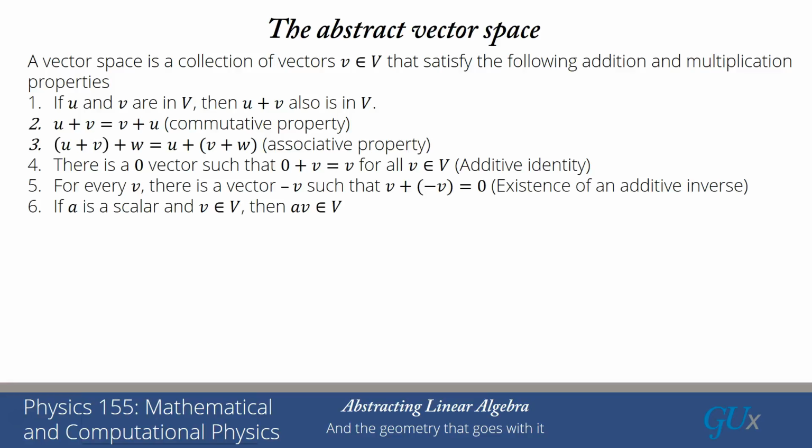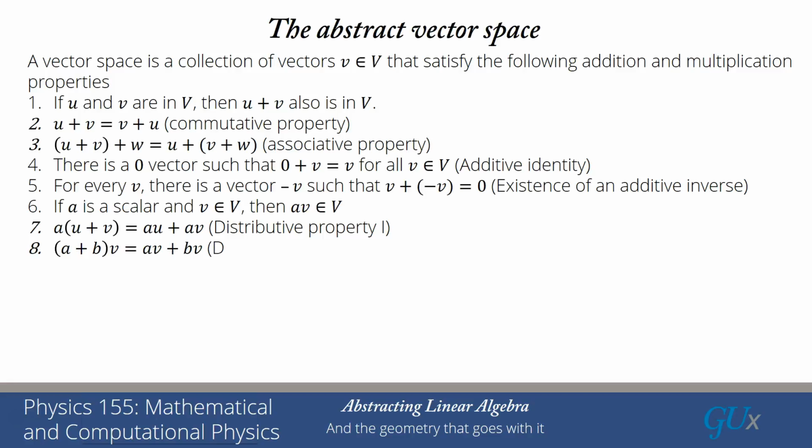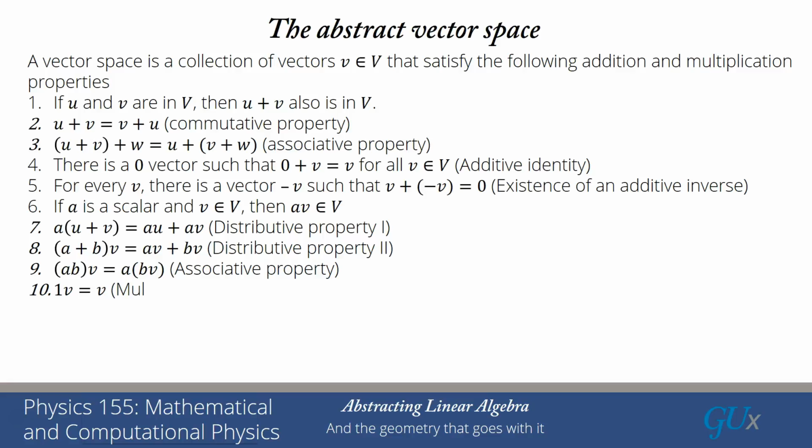If a is a scalar and v is an element of the vector space, then a times v is an element of the vector space. a times (u plus v) is equal to au plus av. That's a distributive property. (a plus b) times v is equal to av plus bv. That's another distributive property. (ab) times v is equal to a times (b times v). That's an associative property. And finally, 1 times v is equal to v. There's a multiplicative identity.